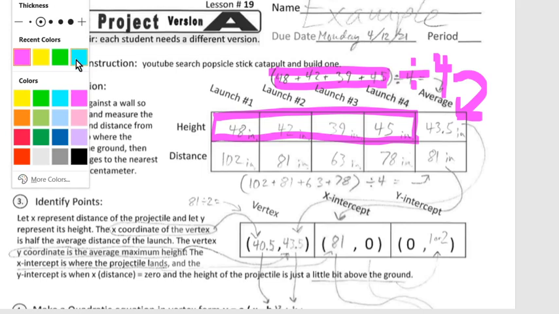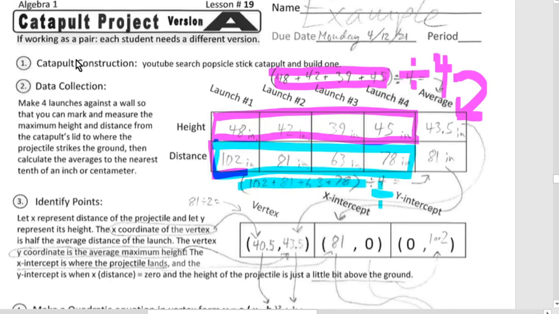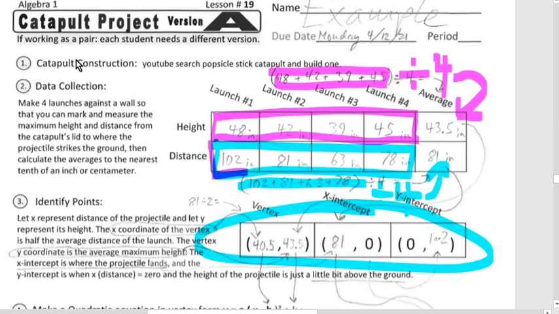Do the same thing with the distances. Take all 4 of them, add them together, divide by 4, and that will get you your average distance. We're going to use those 2 numbers to fill in these 3 points down here.